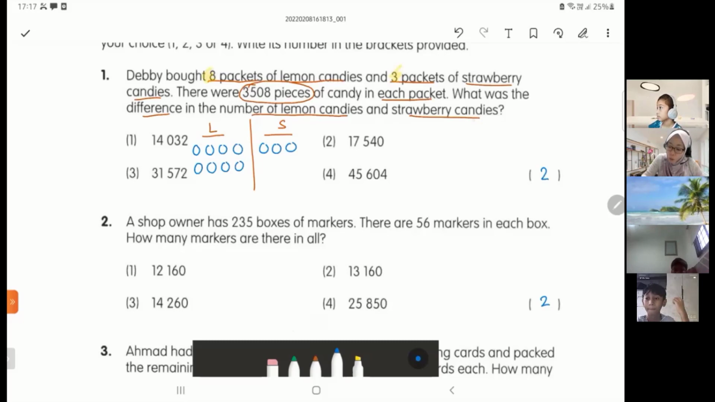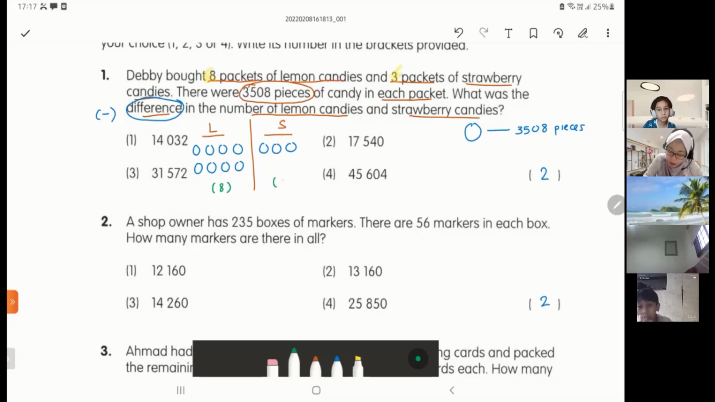The circle is a packet. In each packet, there are 3,508 pieces of candy. Now I want to know what was the difference. Difference means I need to minus. What do I minus? I minus the number of lemon packets minus the number of strawberry packets. 8 minus 3 is 5.